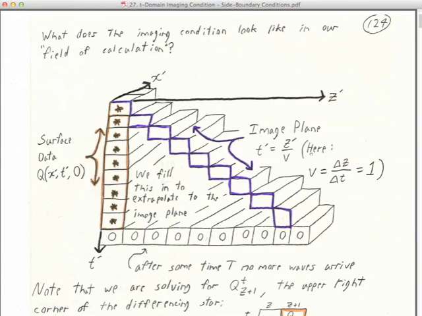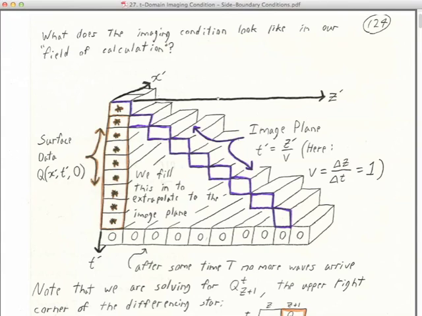All right, the first page of notes 27 is 124. We're continuing on the time domain migration and diffraction. So here I'm going to draw out for you where everything is in our data set and how we're going to make the calculation proceed.